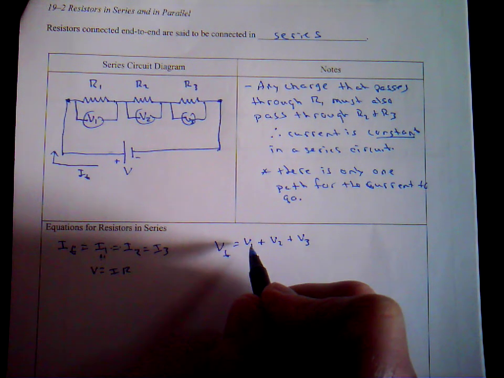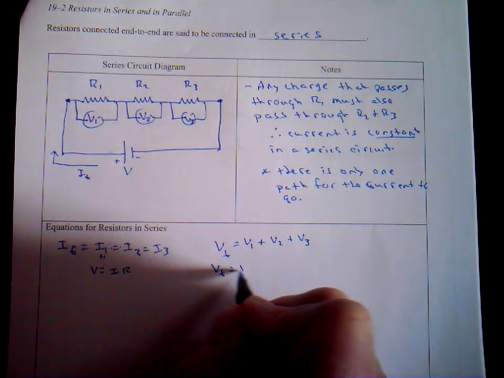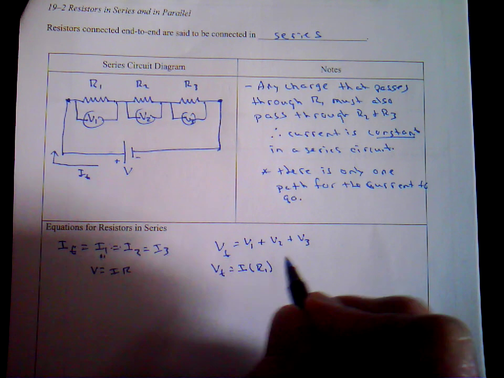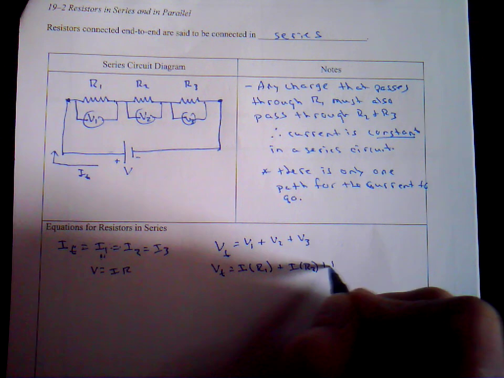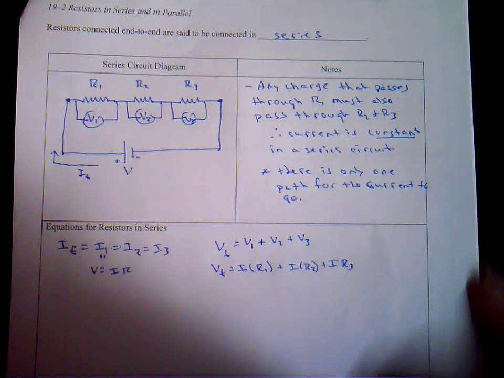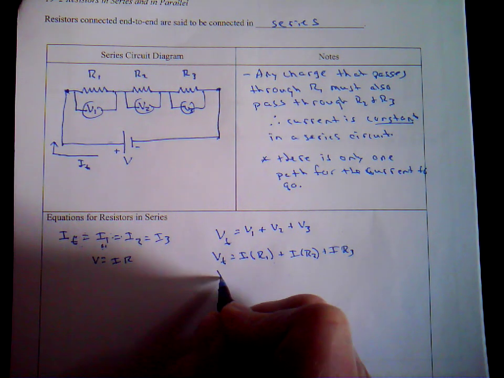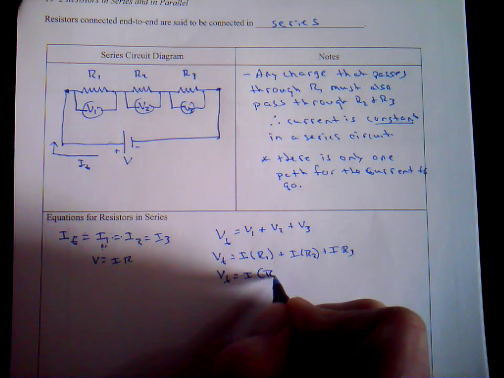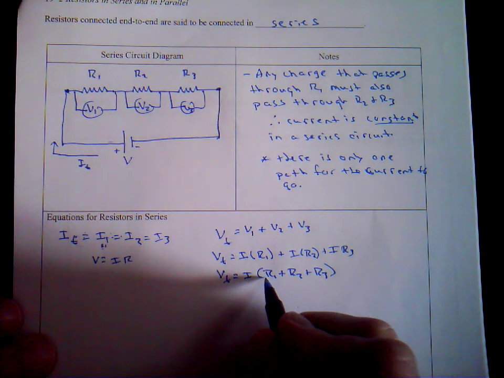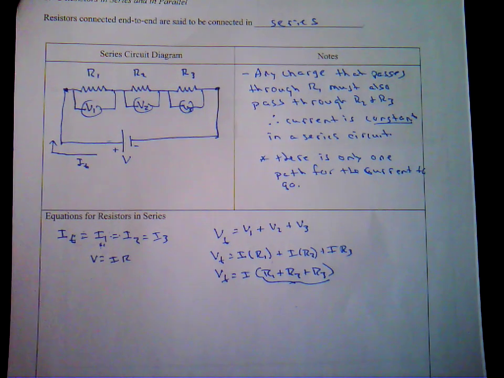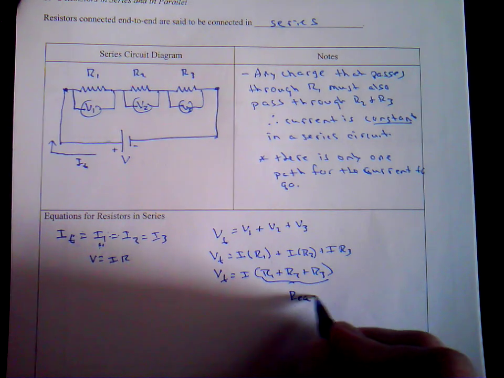Let's take a look. The total voltage is equal to I times R1 plus I times R2 plus I times R3. Notice the I's are all the same, they're constant. I can factor out the I and get the total voltage is equal to I times (R1 plus R2 plus R3). Notice all three of those resistors add up to what we call the equivalent resistance, R_eq.